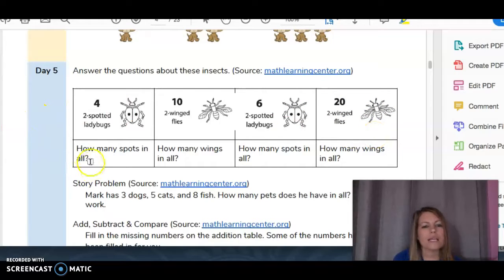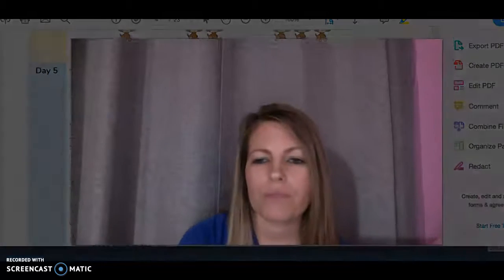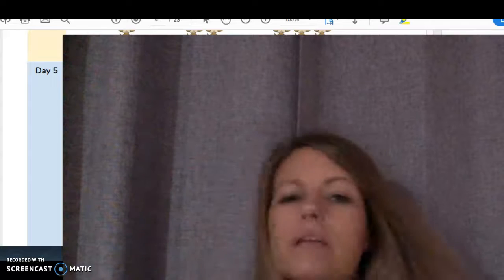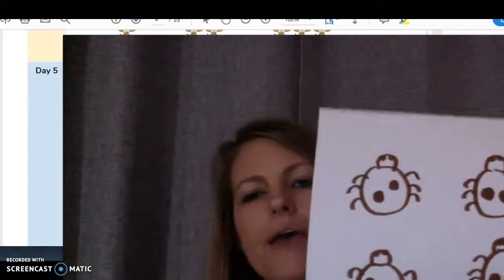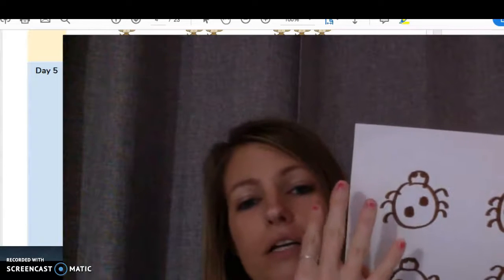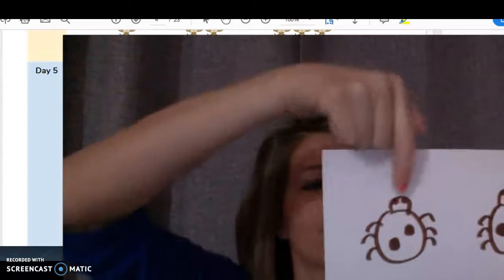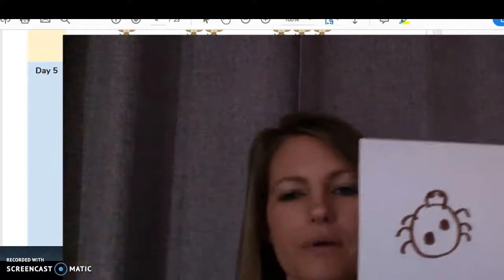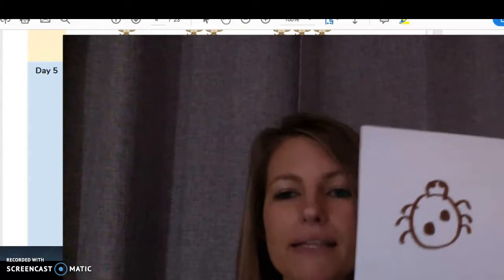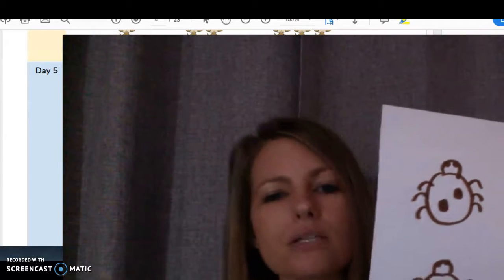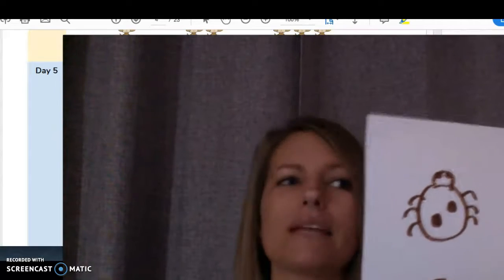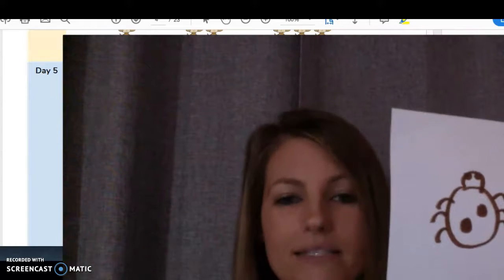Okay, let's answer the first question based off of the picture. If there were 4 of these two-spotted ladybugs, how many spots were there in all? Well, it helps me to draw a picture. So I went ahead and I drew just what they told me to. They said that there were 4 two-spotted ladybugs. So I drew 1, 2, 3, 4. Okay, I drew 4 two-spotted ladybugs. Now I need to figure out just how many ladybugs there were. Not how many ladybugs there were, how many spots there were.